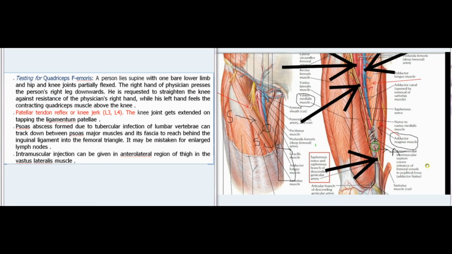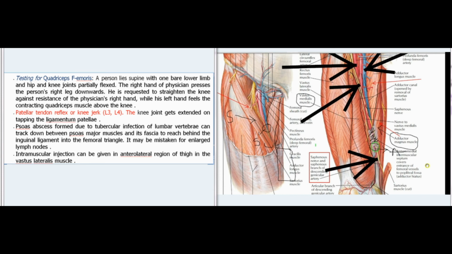Testing for Quadriceps femoris: a person lies supine with one bare lower limb and hip and knee joints partially flexed. The right hand of the physician presses the person's right leg downwards. He is requested to straighten the knee against resistance of the physician's right hand, while his left hand feels the contracting quadriceps muscle above the knee.